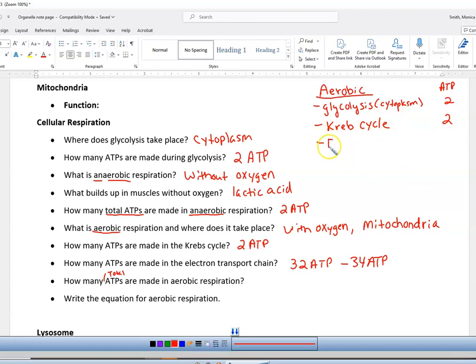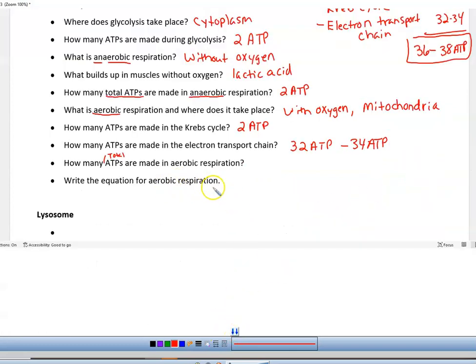And then you have the electron transport chain. I'm sorry that this is so complicated. And so you get a range of 32 to 34. So now if we add those up, we're going to get a range of 36 to 38 ATPs. Much more beneficial with the aerobic respiration. All right, last thing is the formula. So that was 36 to 38 ATPs.